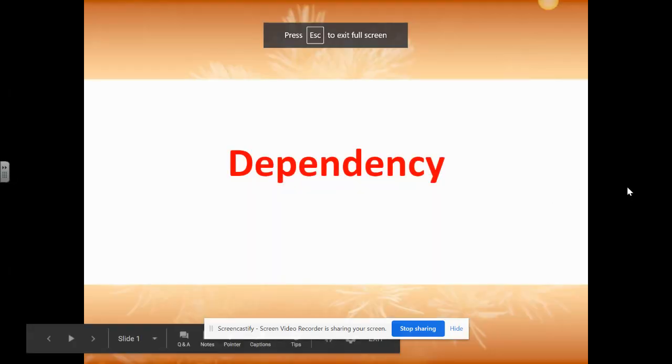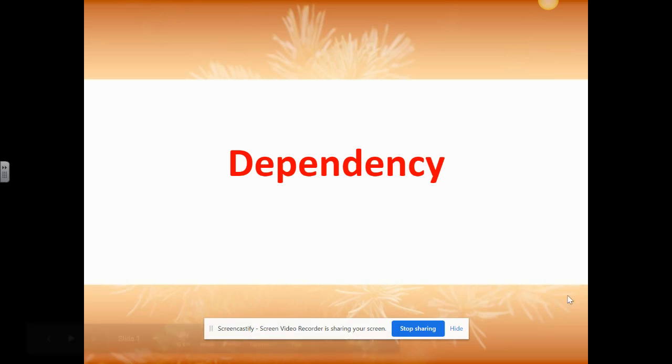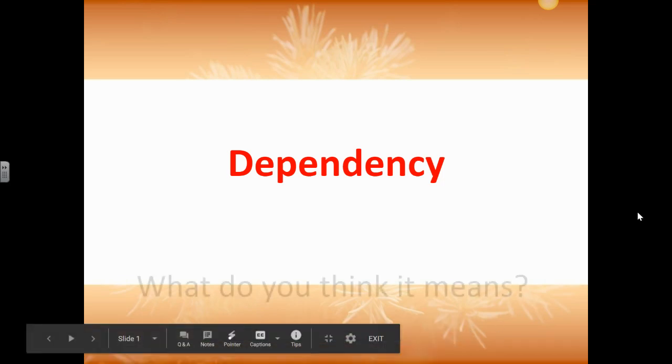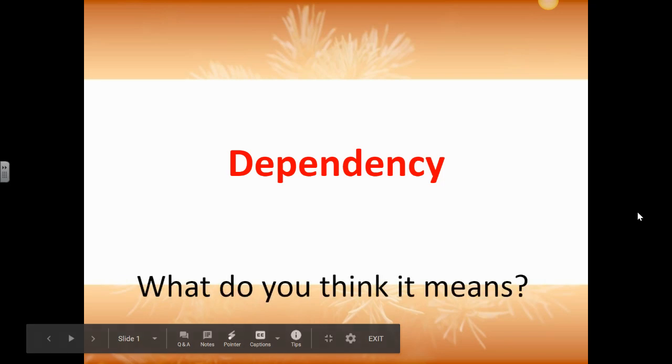Hello, second graders. This week in science, we're going to be talking about animal dependency. What in the world does that mean? What do you think it means?